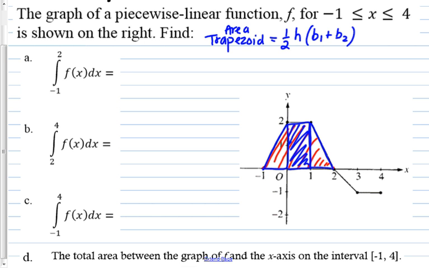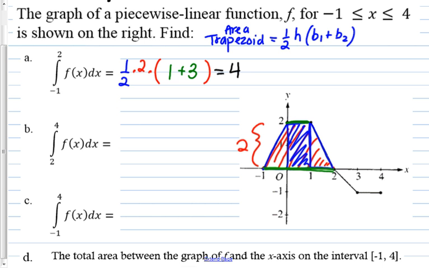So 1/2. Now, how tall is this baby? Well, let's see. It is 2 units tall. And then base 1 plus base 2. So here's a base. It is 1 unit long. And here is another base. It is 3 units long. And there we go. So 1/2 times 2, that's 1. And then 1 plus 3, that's 4. All right, B, from 2 to 4.